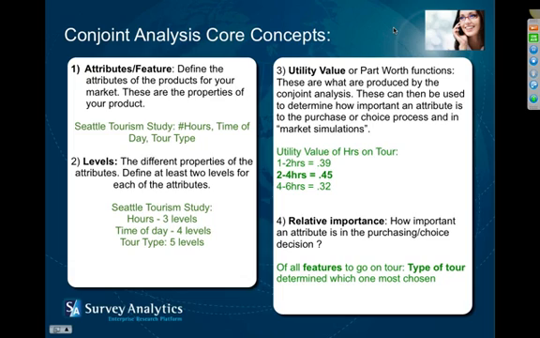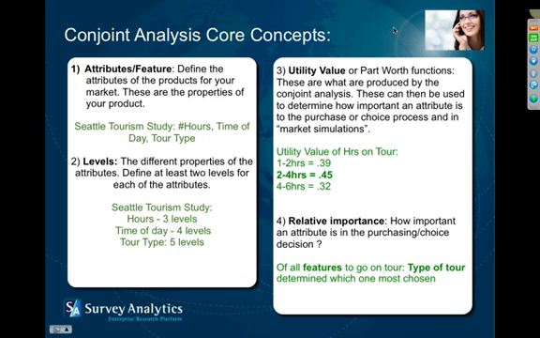Some core concepts about conjoint analysis that everybody should take away, if there's anything you can learn from this, is these major concepts. So the first thing is your attributes and features. Basically, in order to set up a conjoint question, you need to define what your attributes or features are of the products for your market. So these are the properties of your products.